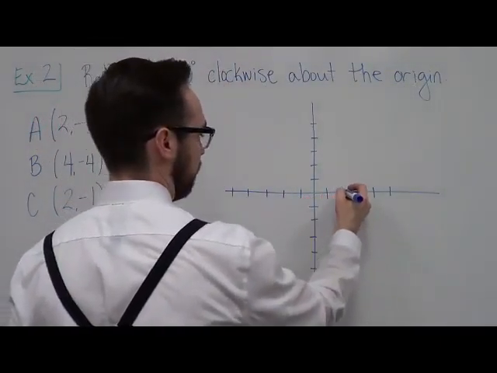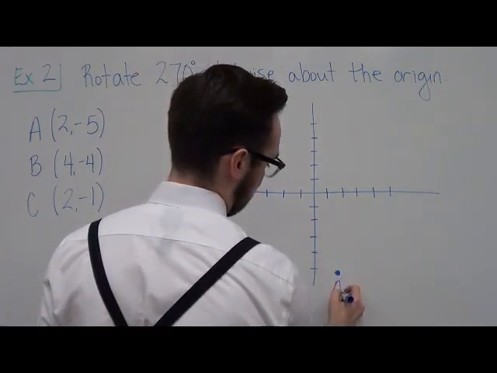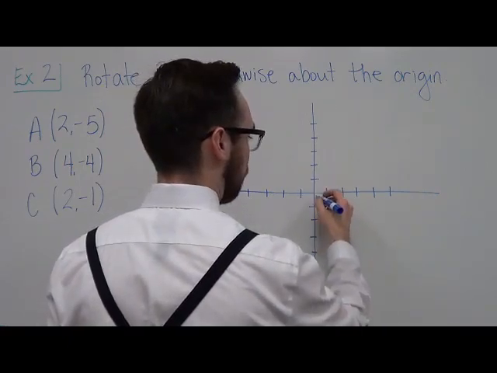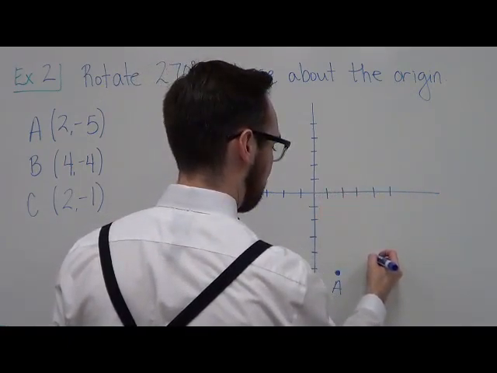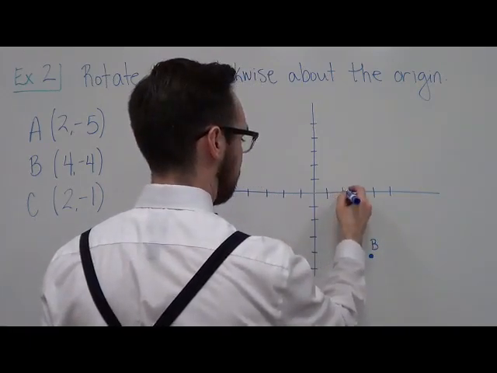So let's go and plot those. (2, -5) is A. (4, -4) is B. And C is (2, -1).